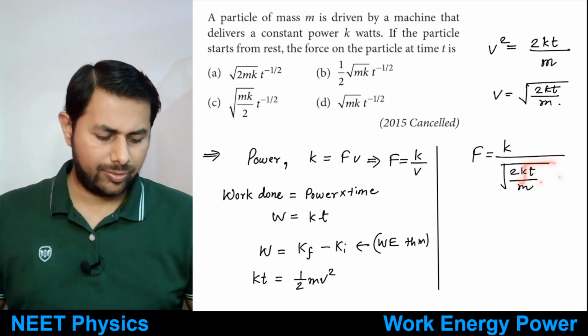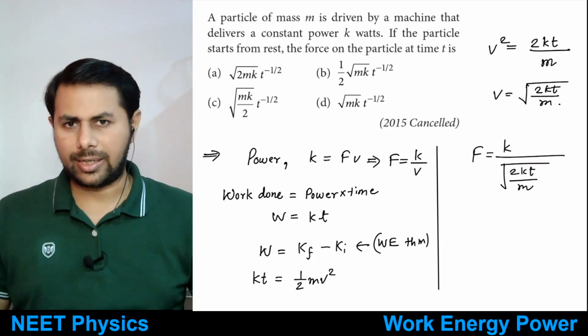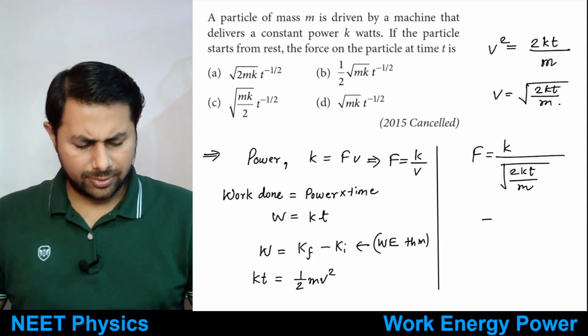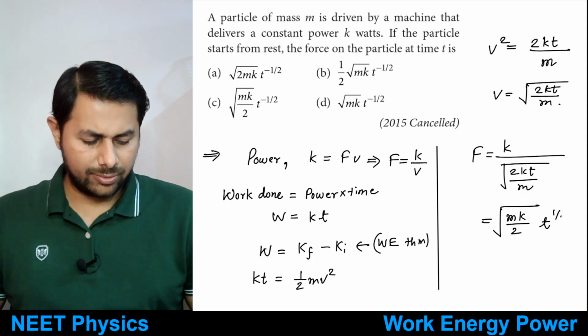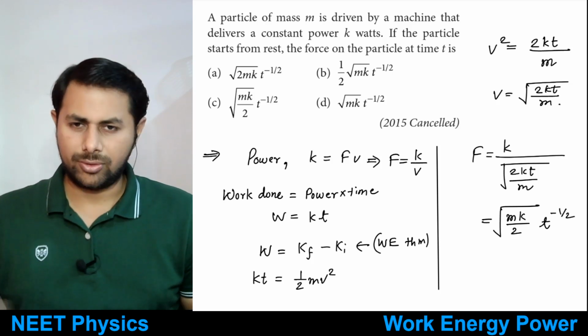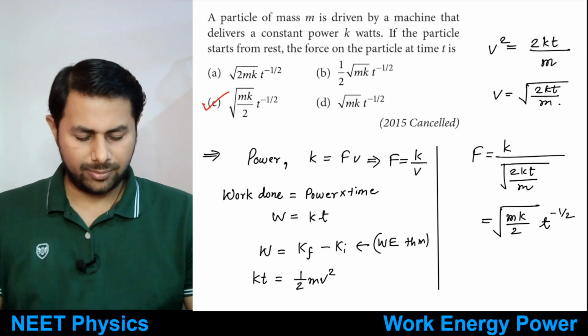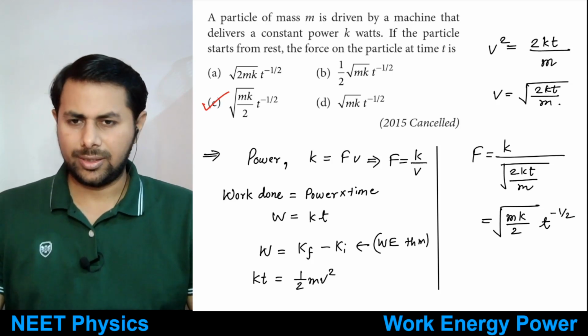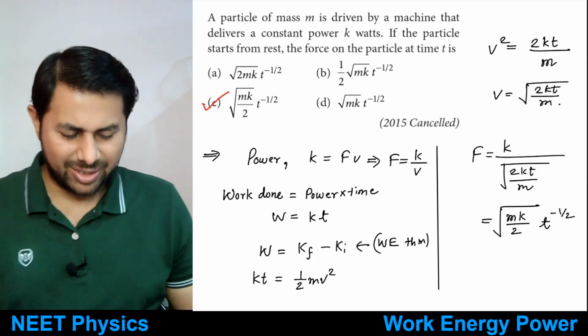So root of t is t raised to half. In the numerator you can write it as t raised to minus half, right? So that is the answer: root of mk by 2 multiplied by t raised to minus half, because you are moving it to the numerator. Okay, is this thing clear? Yes, no? Okay, everyone? Right, this is a little bit lengthy.